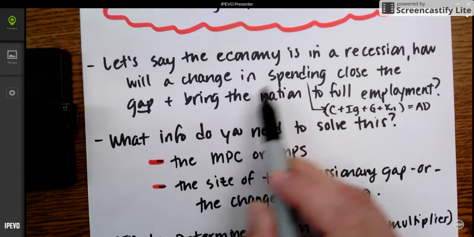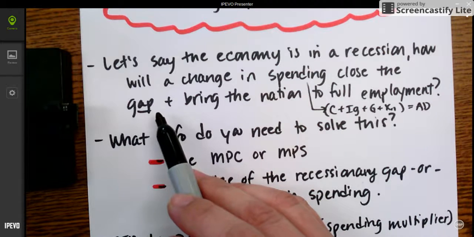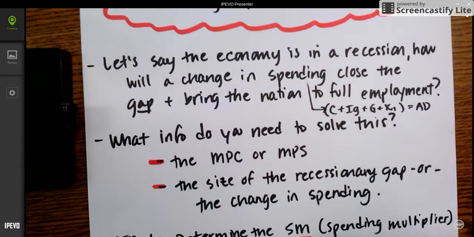So how do you solve this? How would you close the recessionary gap and bring the nation to full employment? So let's just say, for example, the United States economy had a GDP that was $50 million less than what we want it to be. So how do we get that $50 million growth in GDP? That's what the problem here is, and we're given the task to solve it.